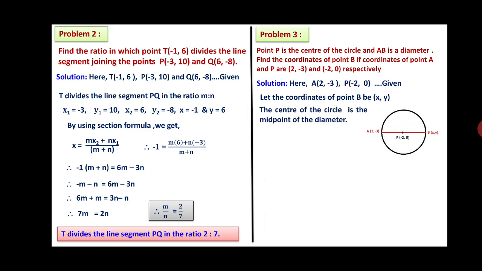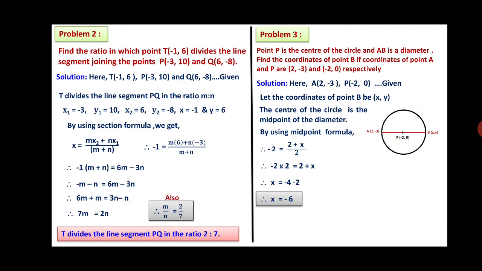You could see here the center of the circle is the midpoint of the diameter. Therefore, by using the midpoint formula, -2 is equal to (2 + x)/2. The actual midpoint formula is x = (x1 + x2)/2. That formula we are using, but without writing the formula, I wrote the values directly. Therefore, we get -2 into 2 is equal to 2 plus x. Therefore, x is equal to -4 minus 2, that will be x is equal to -6.